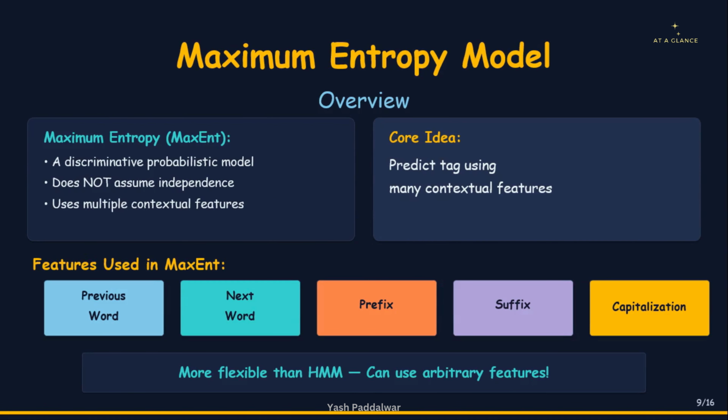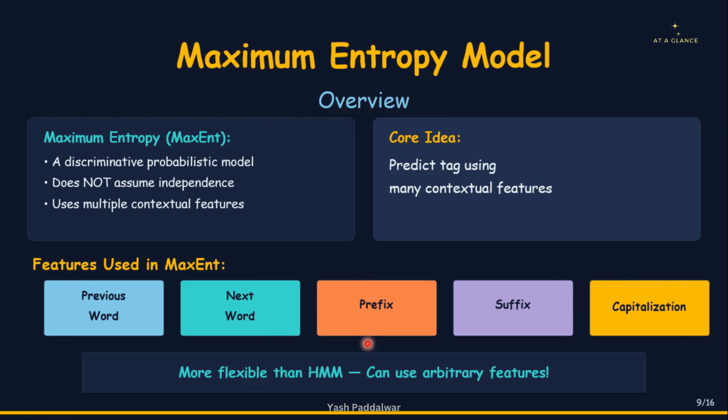Now, let's have a look at another methodology, that is the maximum entropy model, which is also called MaxEnt. As I said already, it is a discriminative probabilistic model. It does not assume independence. Unlike HMM, it doesn't assume independence. It uses multiple contextual features to predict the tags. The features used in MaxEnt are as follows: previous word, next word, prefix, suffix, and capitalization.